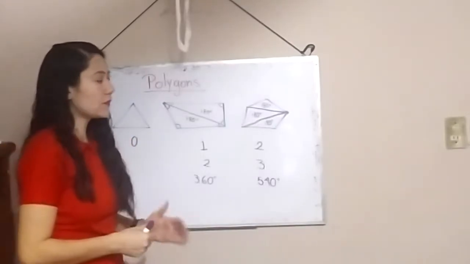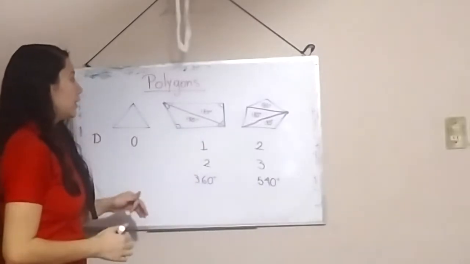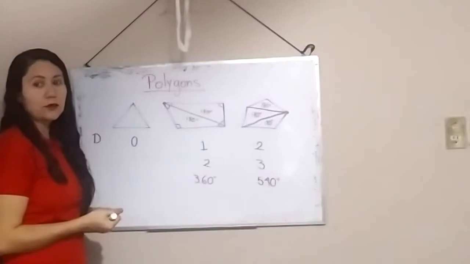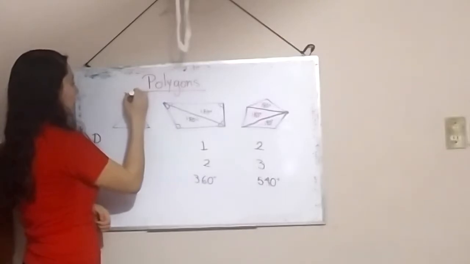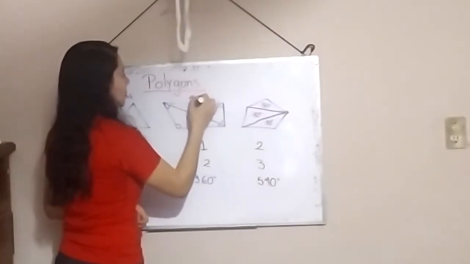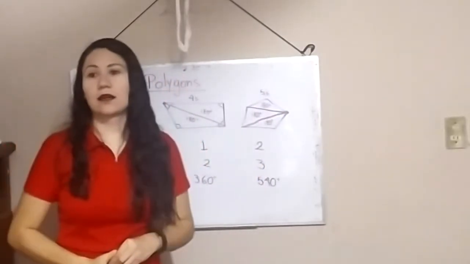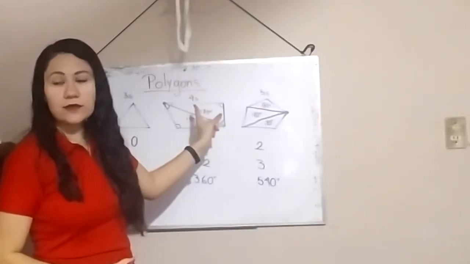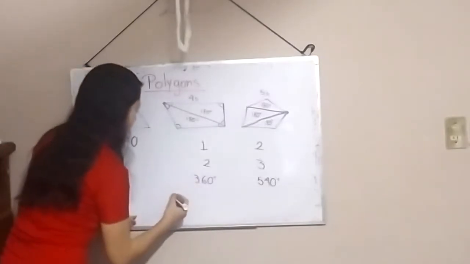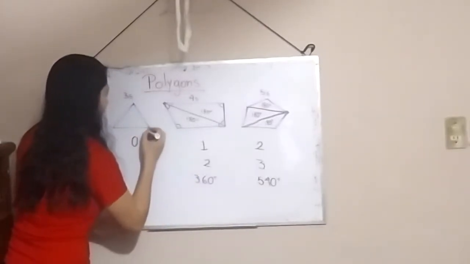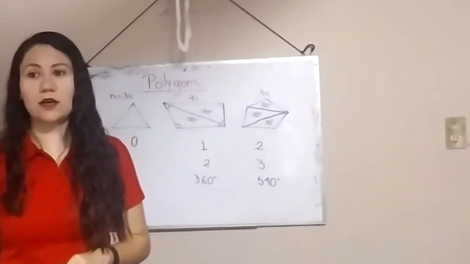We could get a formula out of this, okay? How many sides do we have in the triangle? We have 3 sides. In the quadrilateral we have 4 sides, and in the pentagon we have 5 sides. Now, this quantity of sides, we are going to represent as an n. n equals the quantity of sides.